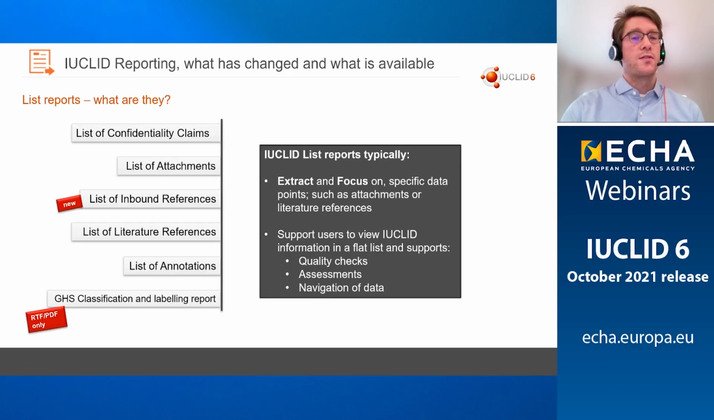Here in this slide, I've listed the list reports which are available with this new Euclid release 6.6. And I'll just point out to you that there's a new list report added here, the list of inbound references, which lists for you all the incoming references to a Euclid document, whether this is a reference from another entity or a reference from another Euclid document.